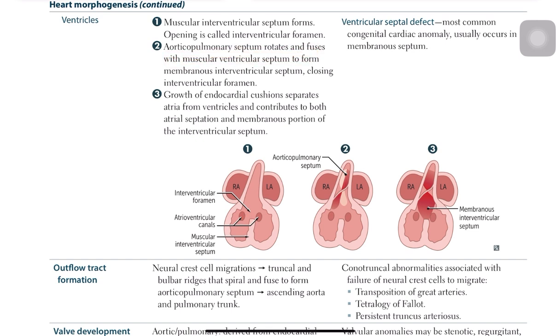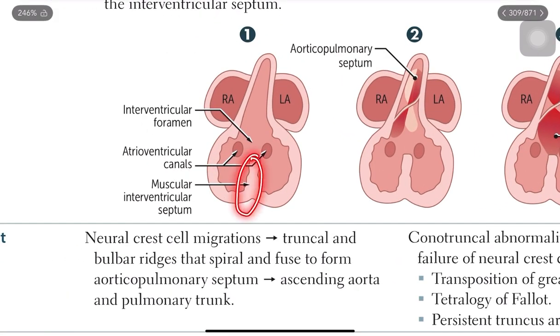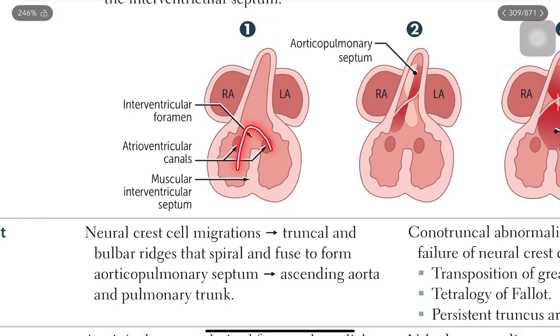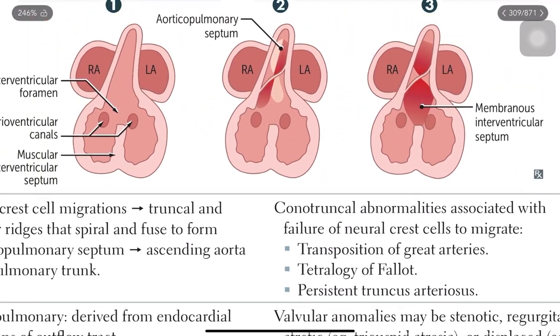The aorticopulmonary septum rotates and fuses with the muscular ventricular septum to form the membranous interventricular septum, closing the interventricular foramen. I'll read it. Growth of endocardial cushions separates atria from the ventricles and contributes to both atrial separation and membranous portions of the interventricular septum. So what are they trying to say? You have the muscular interventricular septum, this is the caudal part, this is the cranial part, which is going cranially to enclose the defect between the right ventricle and the left ventricle. As it cannot completely close entirely, this portion should be closed by your membranous septum.